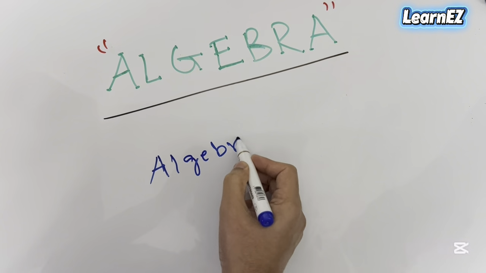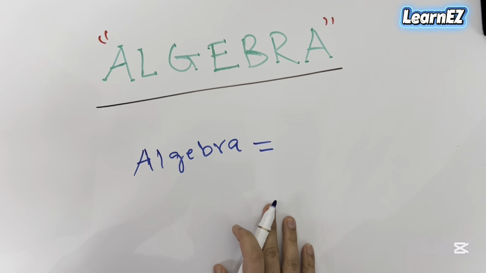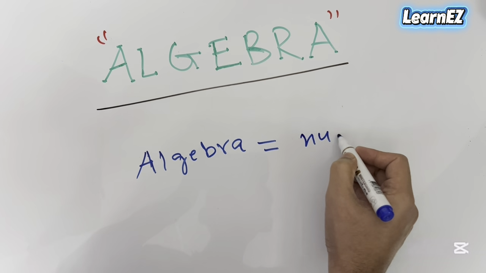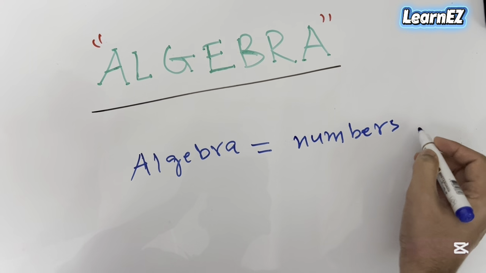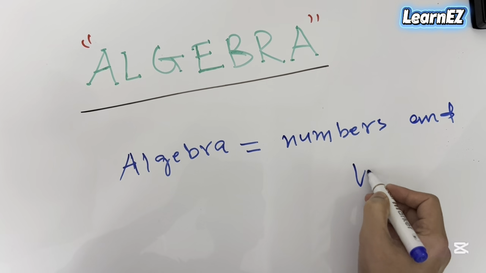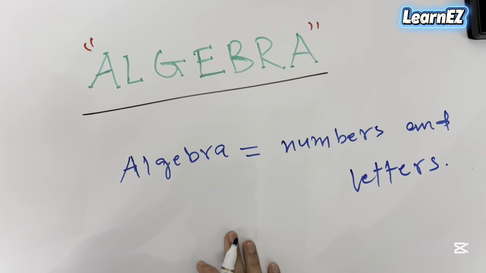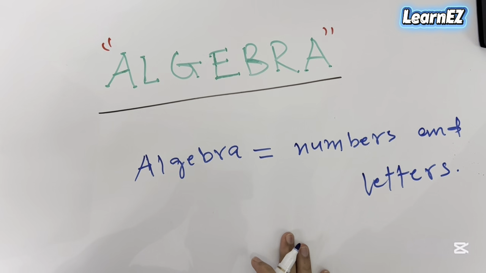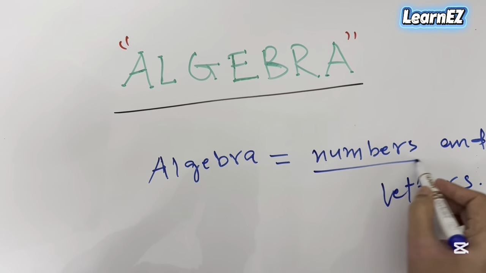So algebra is equals to numbers and letters. Okay, so this is the whole basic definition of algebra, nothing else. Now we have to understand what I'm actually talking about.